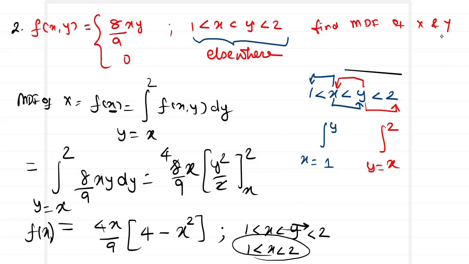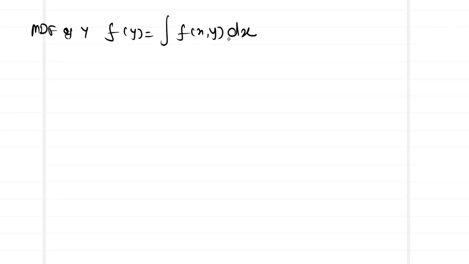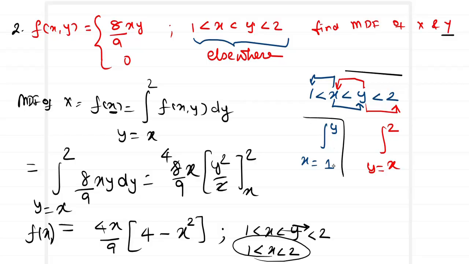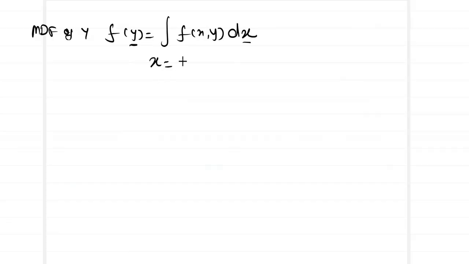Now let us move on to estimate the marginal density function of y. What is going to be the marginal density function of the random variable y? It is going to be f of y, given as the integral of f of x comma y with respect to the opposite pole, which is x. Now how about my limit of x? I know that my x varies between 1 to y. So my limit of integration is x starting from 1 and integrated till y. And the function to be integrated is the joint function, 8 by 9 times xy dx.